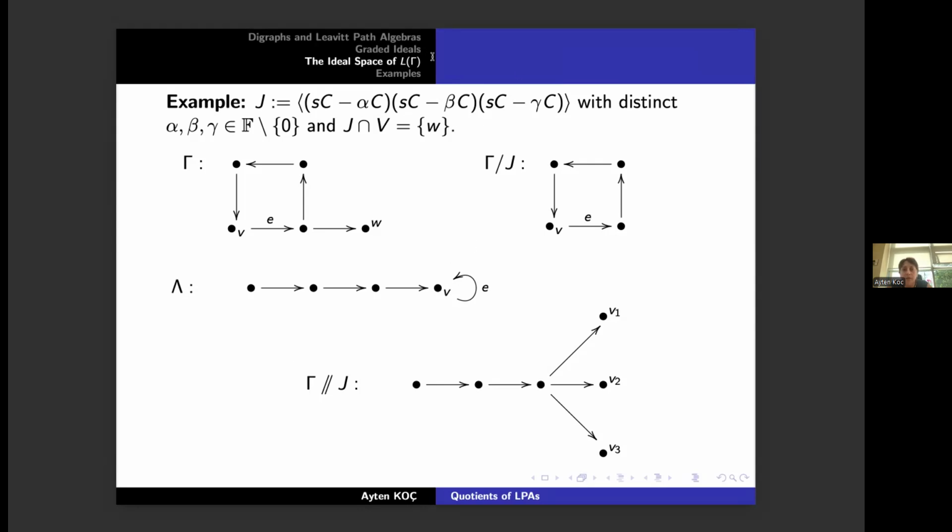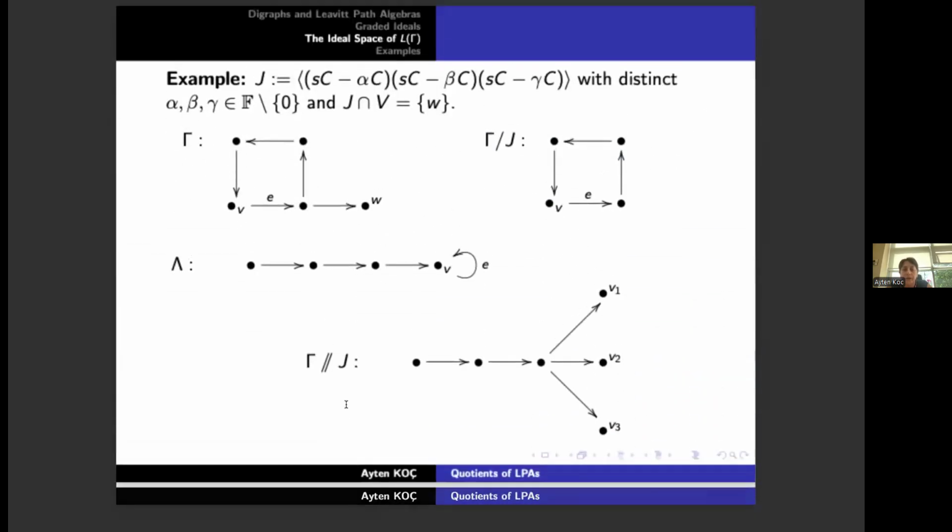And let's look at the degree of the polynomial. The degree of the polynomial is 3. So we add 3 new vertices, replace v with v1, v2, v3, and delete this loop, and replace each arrow ending at this source by 3 new arrows, the degree being 3, each ending at a different new vertex, and then we obtain gamma double slash J.